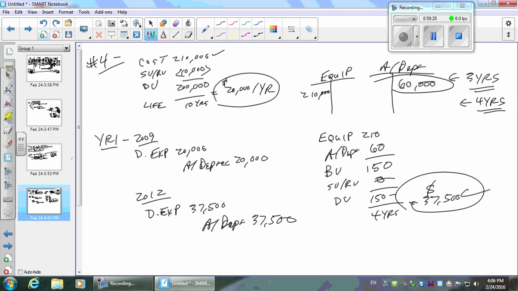We could extend the life and make depreciation last longer too, right? We'd increase the salvage value. It doesn't have to make it more. You think it's going to last longer. You're just changing your estimate of what's going to happen.